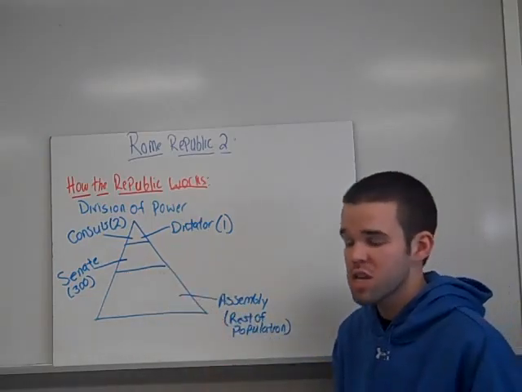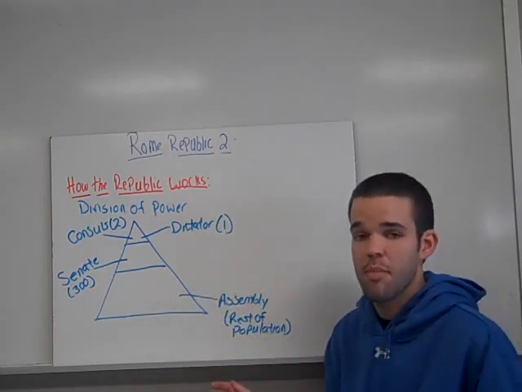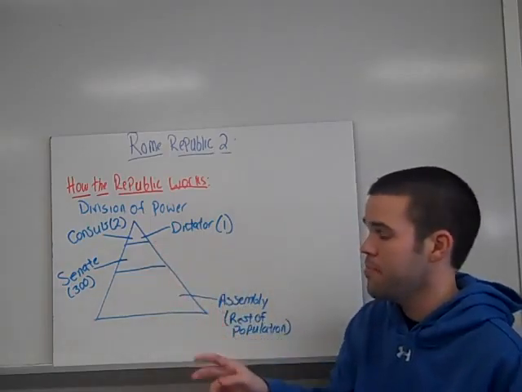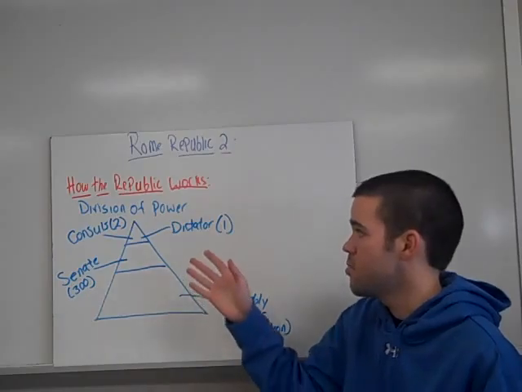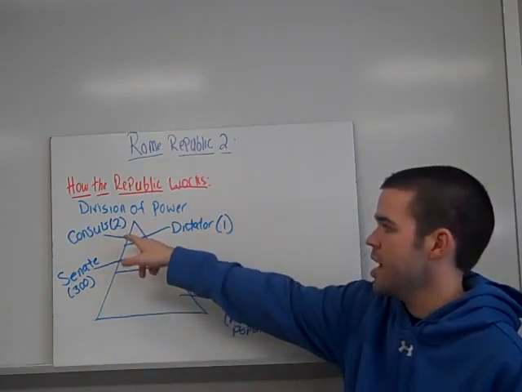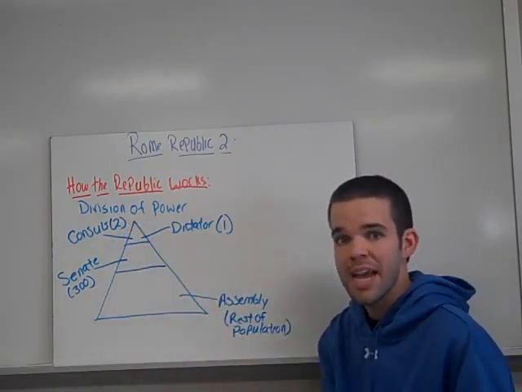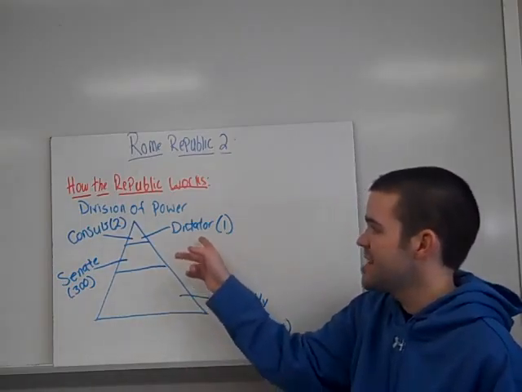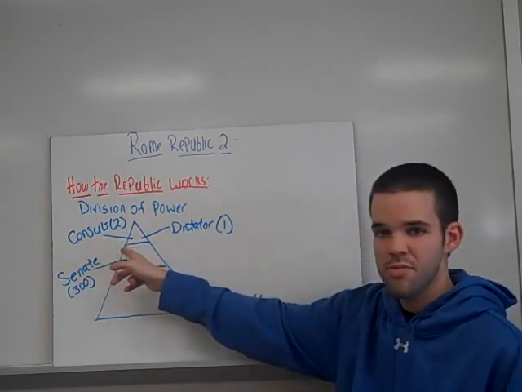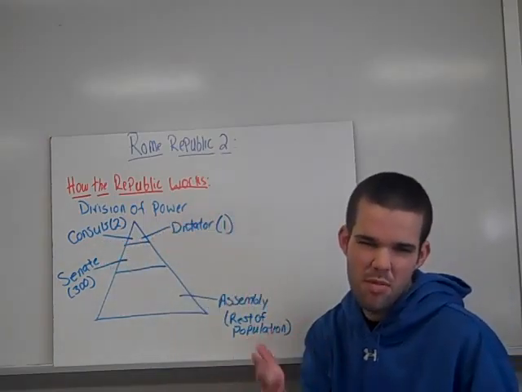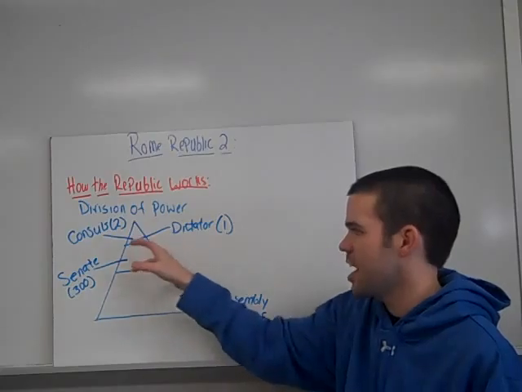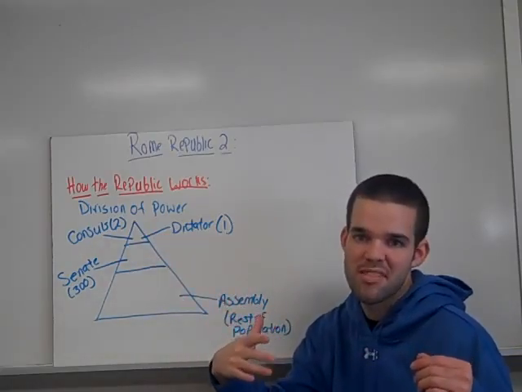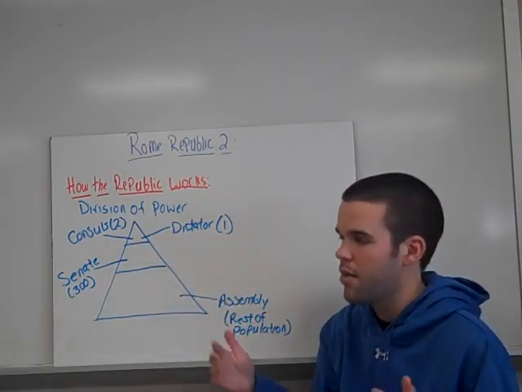I want you to go ahead and draw this pyramid and label it the same way I do. There are 3 levels of the Roman Republic pyramid. At the very top, you have the consul, not council, consul with a U, and the dictator. You have 2 consuls, which are similar to 2 vice presidents, and a dictator, which is similar to a president, but it has complete control over everybody.